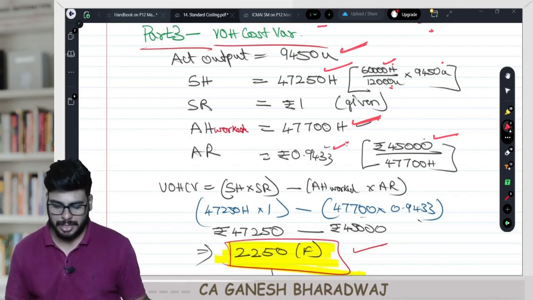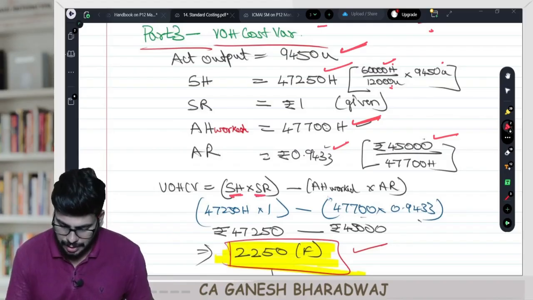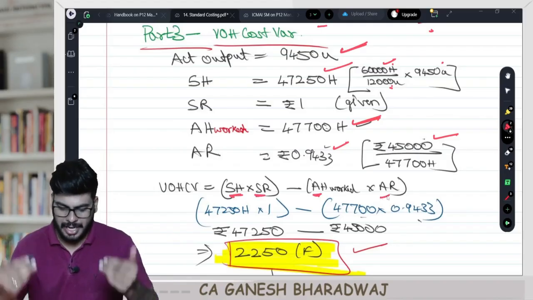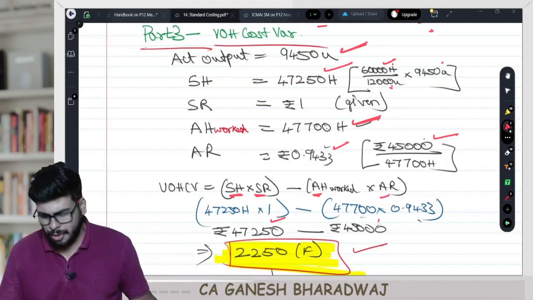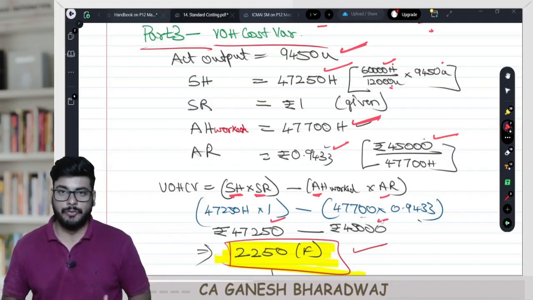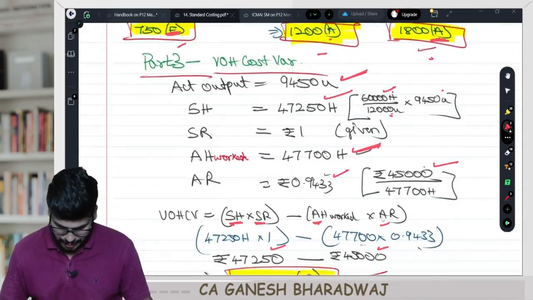So now what you need to do, just apply the formulas here. Variable overhead cost variance: standard hours into standard rate minus actual hours into actual rate. Just plug the figures respectively. You'll get, you should have incurred 47,250. You have actually incurred only 45,000, a difference of 2,250 as a favorable variance. Clear with this, guys? All right.